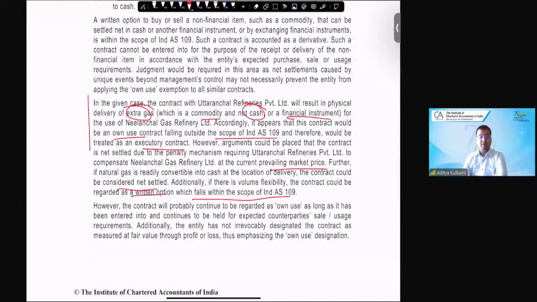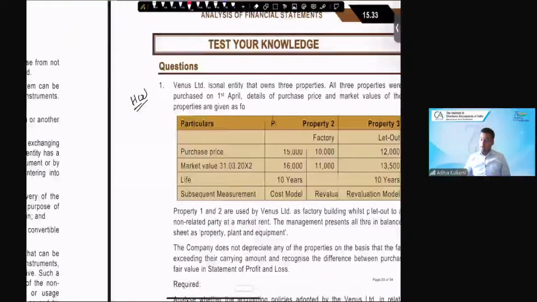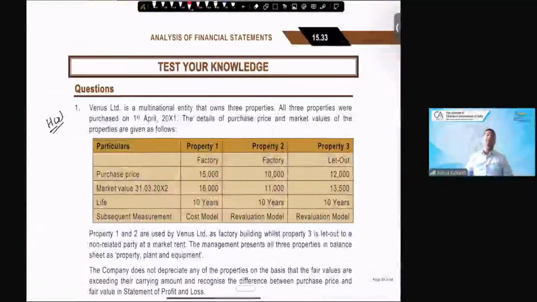Are we able to understand? Yes, sir. So own use contract, probably regarded as own use. Additionally, the entity has not irrevocably designated the contract as measured at fair value through P&L, thus emphasizing own use designation. Is it okay? Yes. So that's about it on Neelanchal and Uttaranchal.